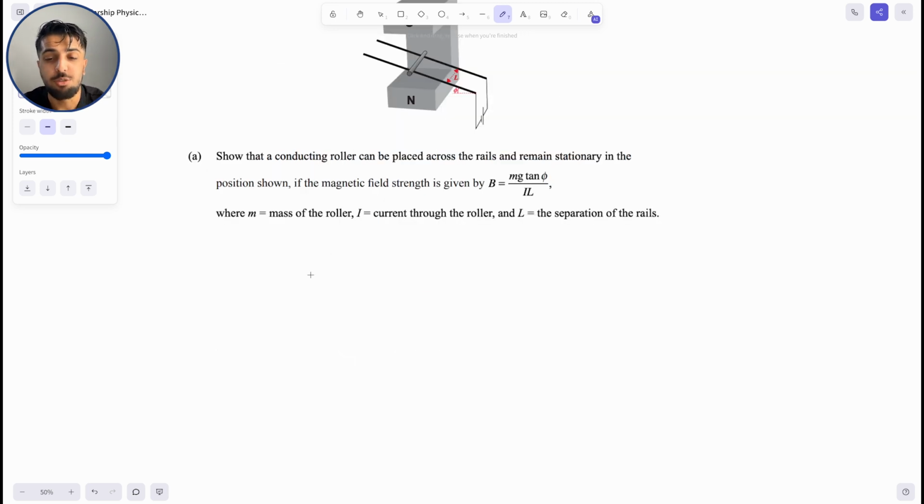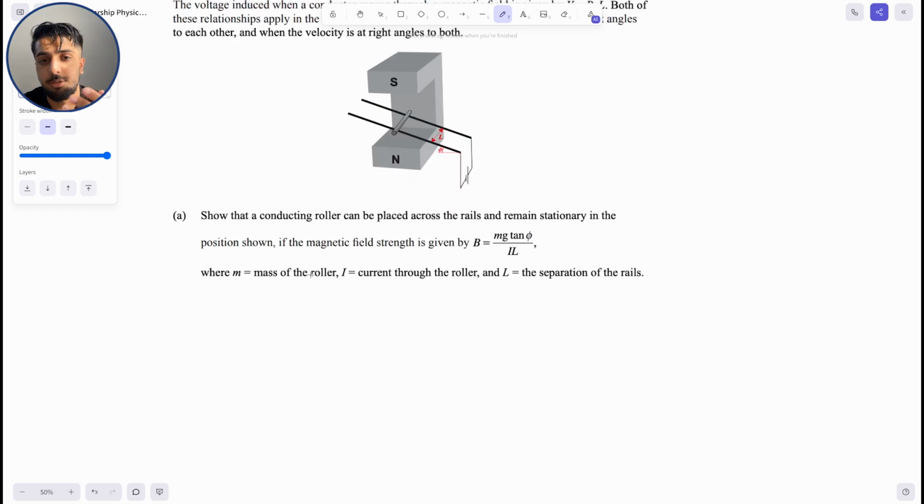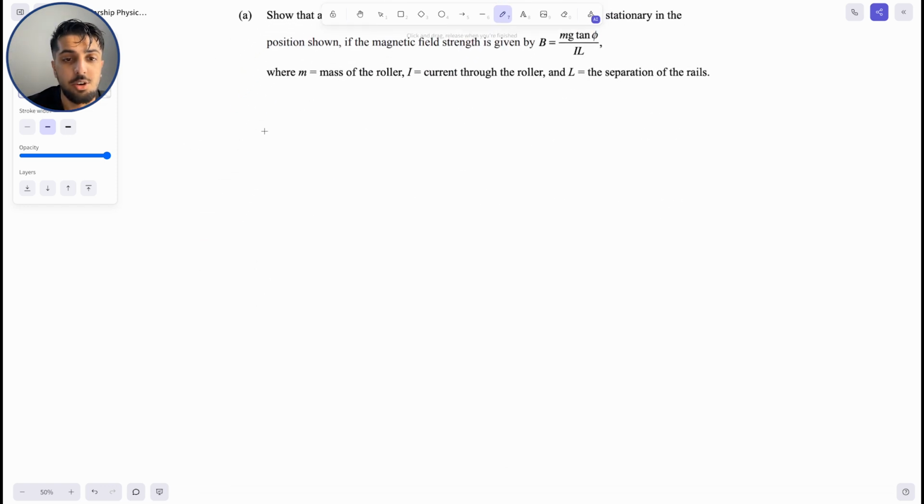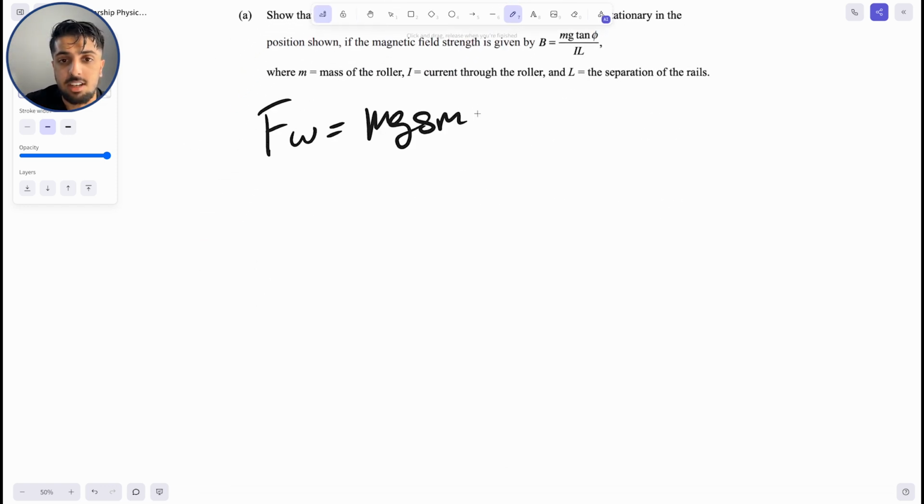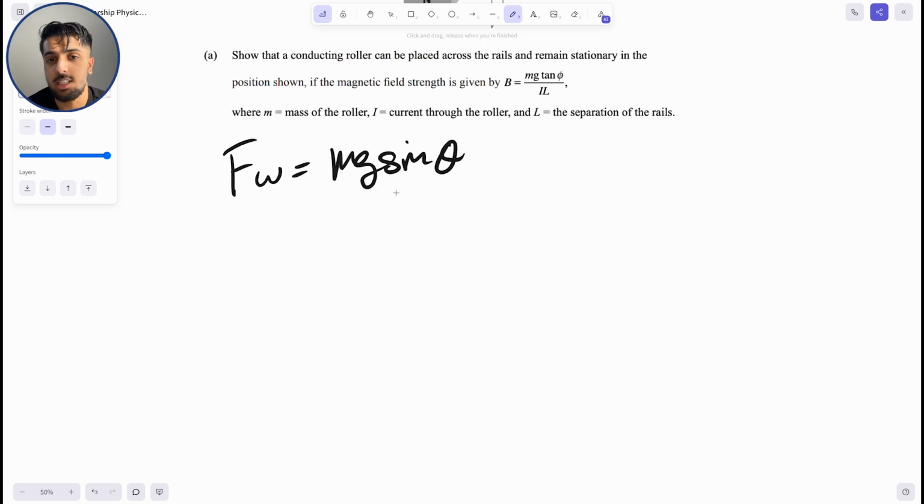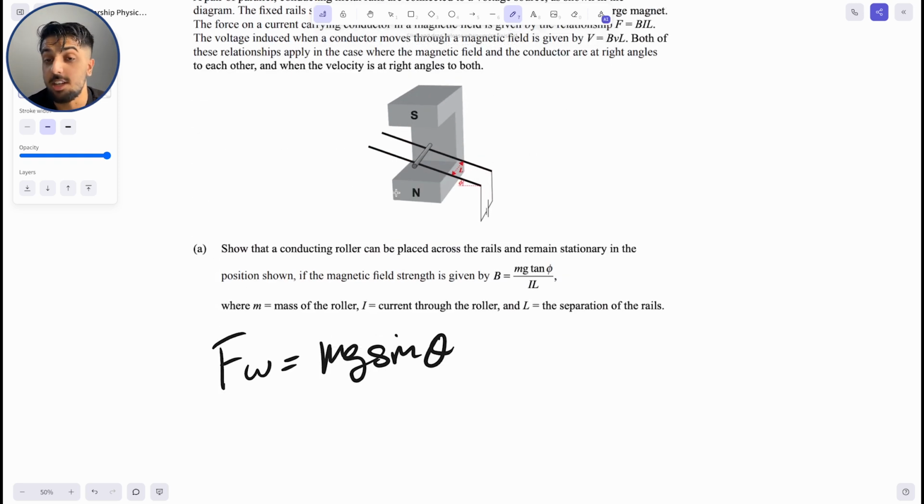Okay, so in order for the roller to remain stationary, there must be no net force and therefore no acceleration, due to F is equal to ma. Therefore, the magnetic force up the rails must be equal to the weight force down the rails. Now, as we know, the weight force down the rails is equal to mg sine theta. We know this is the case because this is down an inclined plane. If you don't know where that's derived from, I have a video about the gravitational component down an inclined plane on my channel. You can go check that out.